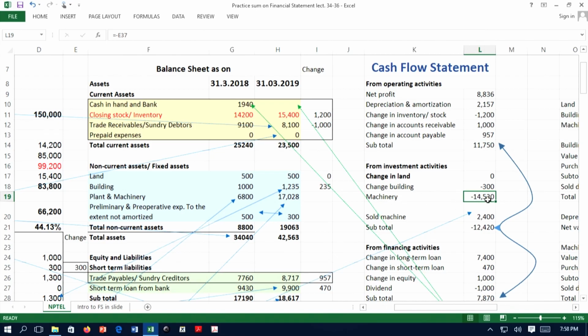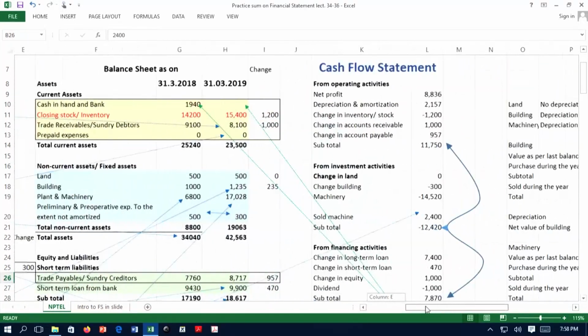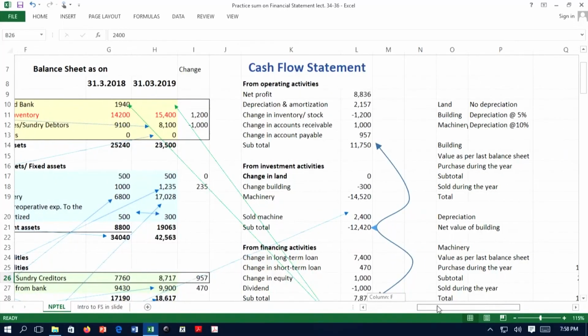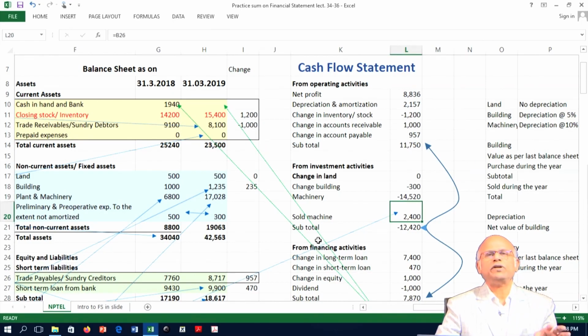So, machinery is minus. We have to see whether we have sold any machine. Incidentally, we have sold some machine for 2,400, sale of machine with book value of 2,400. Because we sold it for 2,400, there is no capital gain. We will take another mini session on this, but for the time being, look at this, that the book value was 2,400, we sold it for 2,400. So there is no profit or gain, but when we sell the machine at whatever price, cash comes in. So this is a positive cash flow.